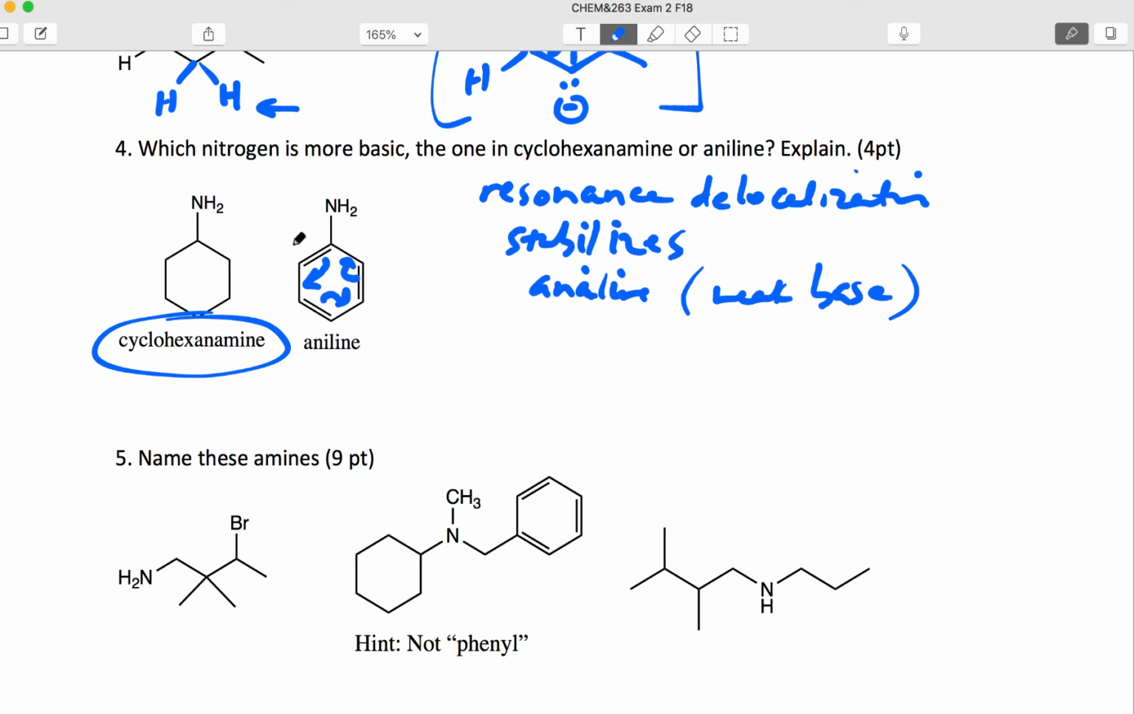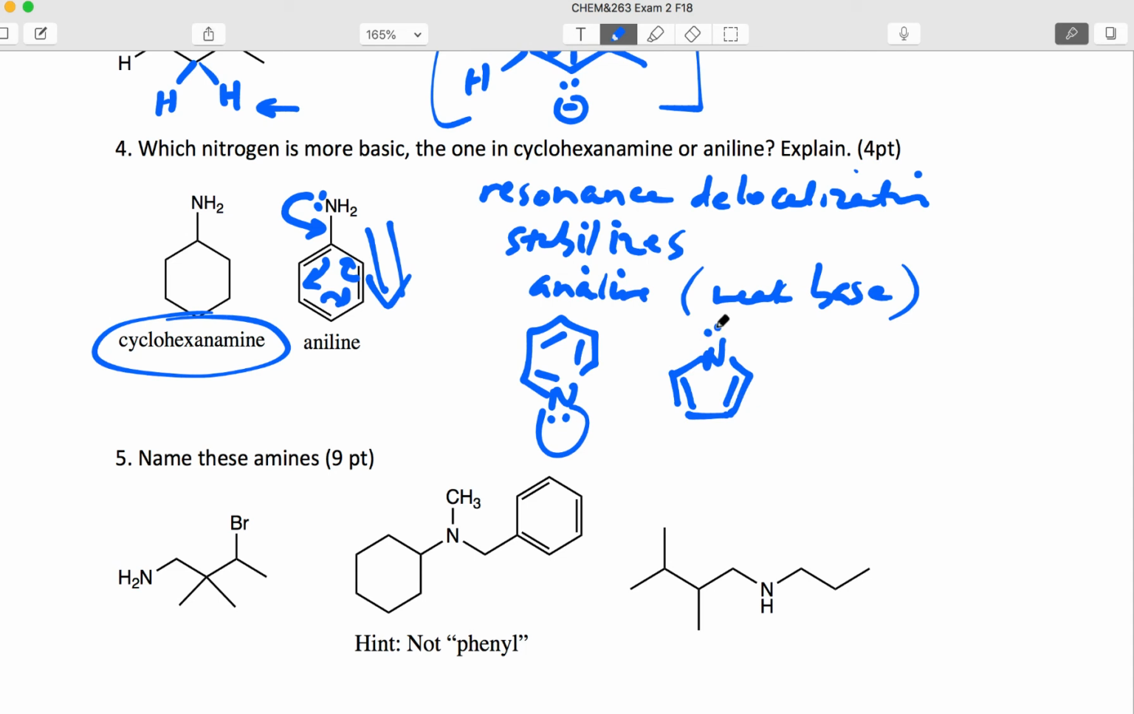Aromaticity is not the same thing as resonance delocalization. We don't really care that there's aromaticity in this ring. We're focusing on the basicity of the lone pair of this nitrogen. So it's really the interaction of that lone pair with the ring, so there's delocalization over the entire molecule, not just the ring itself. Remember the example of pyridine. Pyridine is aromatic, but it is a stronger base than this molecule, which is also aromatic, the difference being the participation of the lone pair in resonance or delocalization with the molecule.